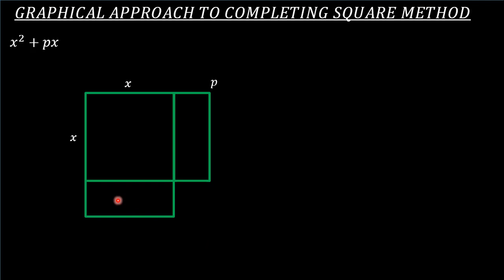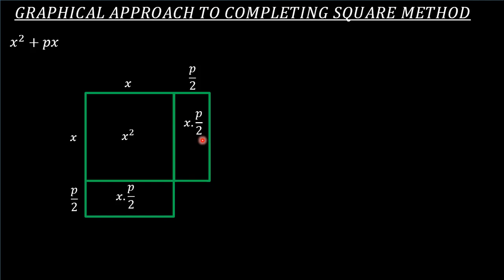This is x into x, the first part of the expression. However, this is p by 2 length and this length is also p by 2. So this area represents x square. However, this area will be p by 2 times x or x times p by 2, and this area will also be represented by x into p by 2, which is exactly the same as this area.